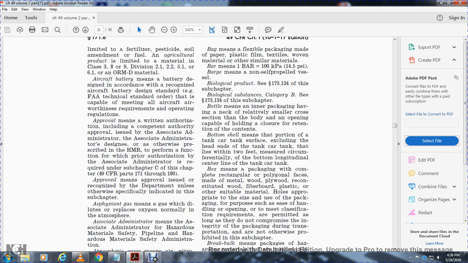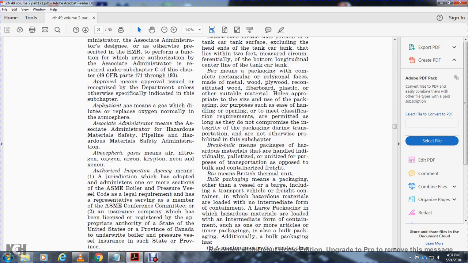Box means a packaging with complete rectangular or polygonal faces made of metal, wood, plywood, reconstituted wood, fabricated plastic, or other suitable material. Holes appropriate with the size of the packaging for the purpose of handling or opening, or meeting classification requirements, are permitted as long as they do not compromise the integrity of the package during transportation and are not otherwise prohibited in the subchapter. Break bulk means packages of hazardous materials that are handled individually, palletized, or unitized for the purpose of transportation, or put in bulk in containerized freight.